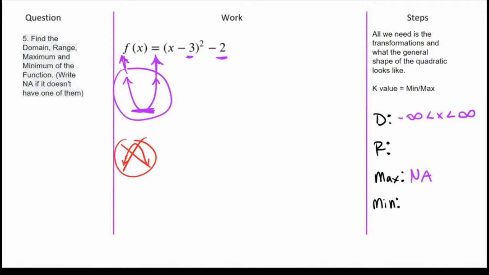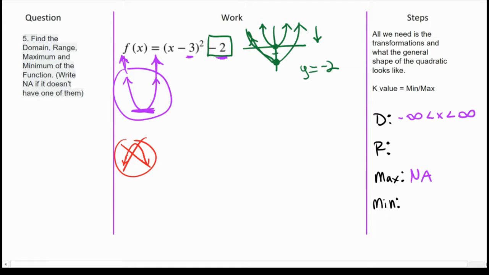Now the range, because there is a minimum, we need to know where that minimum is to help us with the range. And the minimum is told to us by the k value, because normally our parent function has a minimum at 0, but the k value shifts our graph down 2 units, 1 and 2, meaning our graph is going to look like a u, and the bottom of that u is at y equals negative 2. So that tells us two things. One, our minimum, and two, the lowest value is equal to negative 2, and the highest value goes up into positive infinity because it goes up forever.